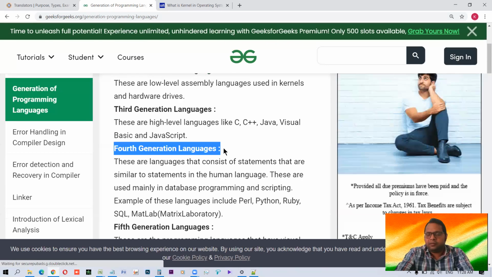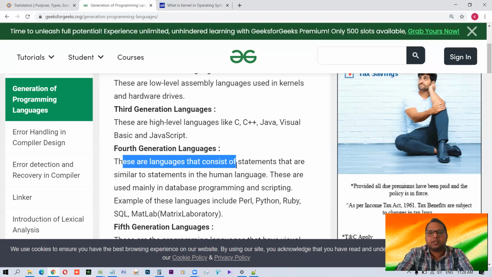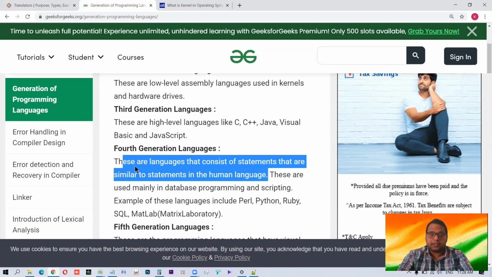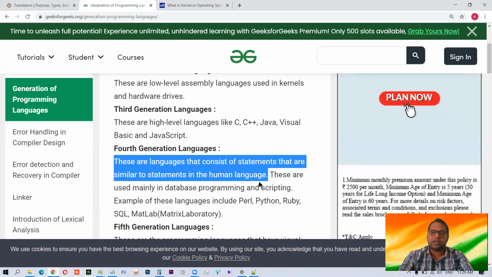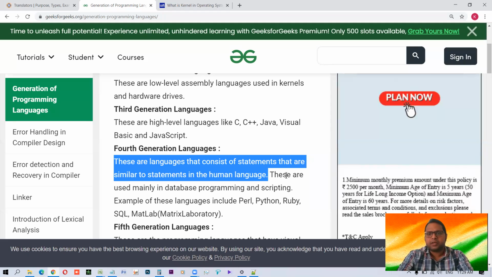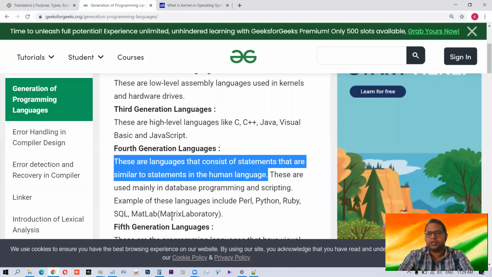Then fourth generation language came, which was more advanced than the third generation. These are languages that consist of statements similar to statements in human language. In fourth generation language, the instructions we give to the computer are very close to the English-like sentences that we speak from one person to another. SQL is the best example. While learning databases, you will encounter SQL, and if you start working with it, you'll find that the statements are very similar to the English language.